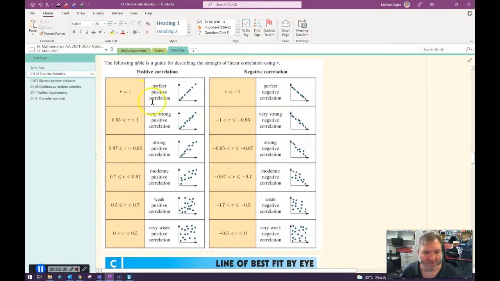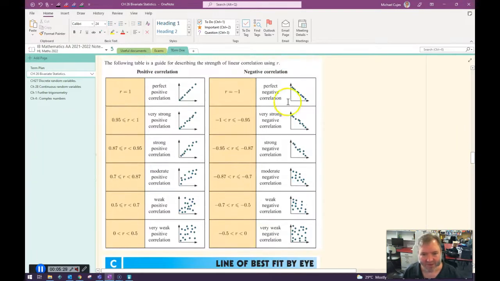These are not strict definitions. Everyone will have a different idea of what definition they want to use for these, but these are pretty good to go with, and you can certainly use these when you're discussing your answers, and they'll be perfectly acceptable. Strong positive, 0.87 and above. If you want to call it very strong when it's over 0.95, that's up to you. Same with the negative values there.